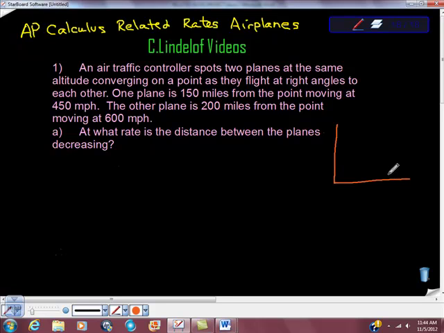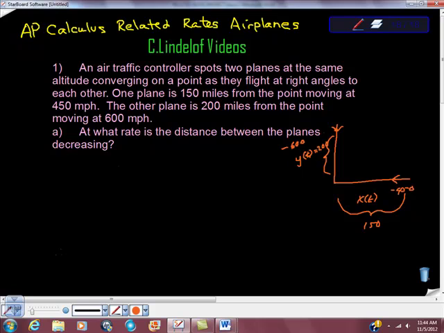I'm definitely going to call this x of t, and I have an airplane that's right here, flying in this direction. And x of t right this second is 150 miles, isn't it? 150 miles and flying at, and this is negative 450, right? The other airplane is 200 miles, so I'm going to say this is my other airplane right here. y of t equals 200, and the rate is negative 600.